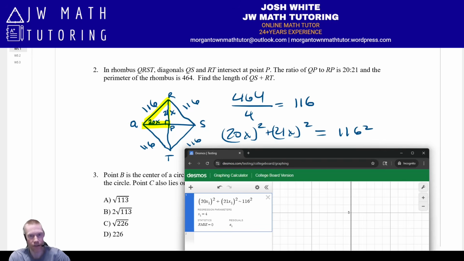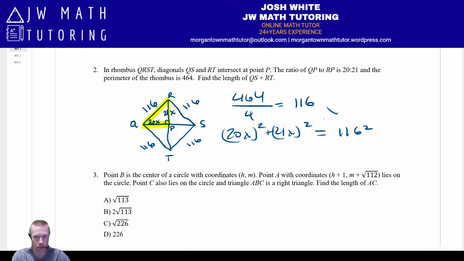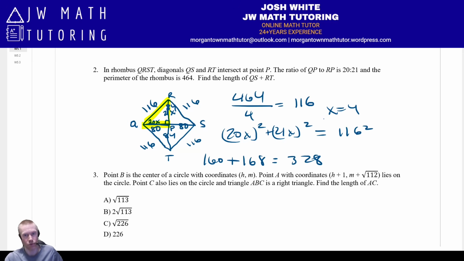All right, so it turns out that x is equal to 4, which means this side is 80 and this side is 84. Now, by the properties of a rhombus, or technically any parallelogram, the diagonals bisect each other. So this is 80, this is 80. This is 84, down here is also 84. All right, so QS, 80 plus 80, 160. RT, 84 plus 84, 168. Add them together, total final answer should be 328. That is the answer based on these given values.